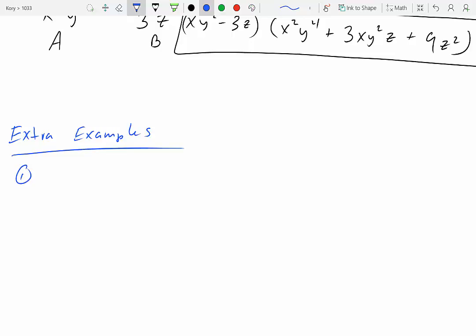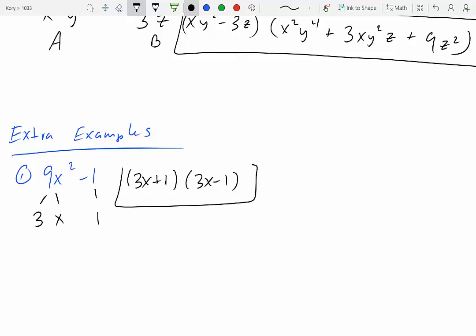Alright, so number 1, we have 9x squared minus 1. So this is a difference of two squares because they're perfect squares and we have a minus. So the perfect square of 9 is 3, x squared is x, and 1 is 1. So we have 3x plus 1 and 3x minus 1.